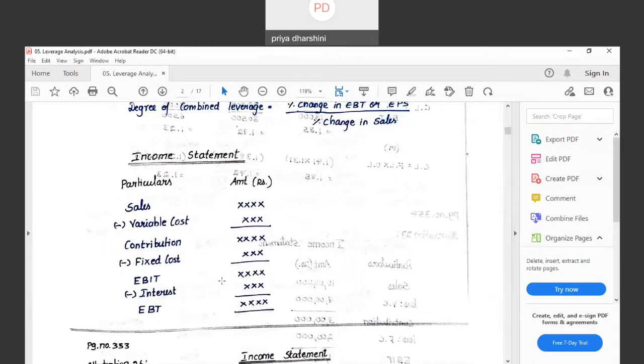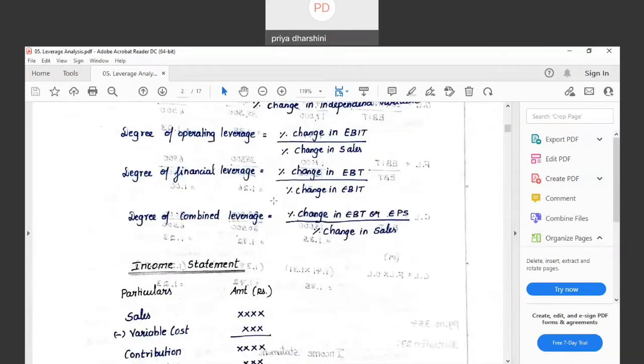What is dependent in financial leverage? EBT is dependent in financial leverage. What is independent in financial leverage? EBIT is independent in financial leverage. So, under financial leverage, the formula will be percentage change in EBT divided by percentage change in EBIT. That is nothing but percentage change in dependent variable divided by percentage change in independent variable.